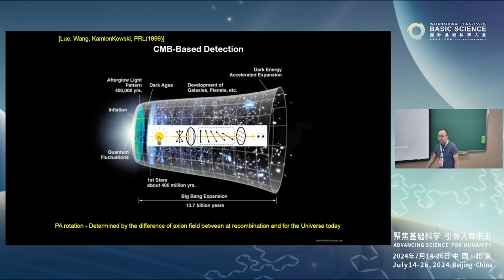And several years after Sikivie and George Field pointed out this effect, Kamionkowski and his collaborators suggested using the CMB to detect cosmological birefringence. And in this case, the rotation of the position angle is determined by the difference of the axion field between recombination and the universe today.